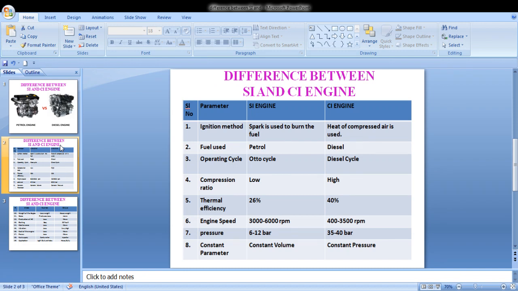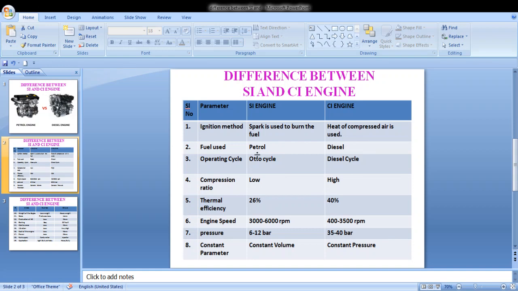First parameter is your ignition method. The spark ignition or SI engine, as its name indicates, uses a spark to ignite the fuel. And in compression ignition or CI engine, the air is compressed within the cylinder and the heat of this compressed air is used to ignite the fuel. Next important parameter is fuel used. In case of your SI engine, we are using petrol. In case of CI engine, we are using diesel. There is a growing usage of renewable fuel like biodiesel also being used in diesel engine.